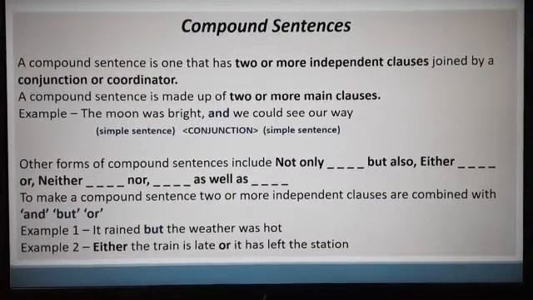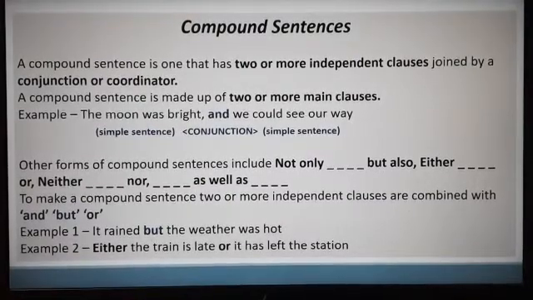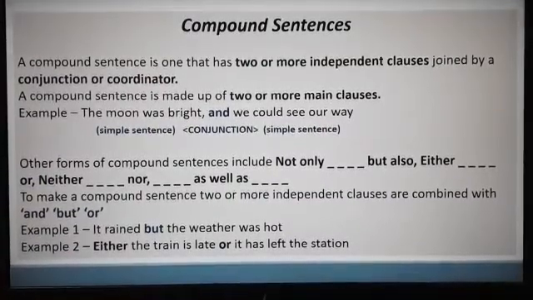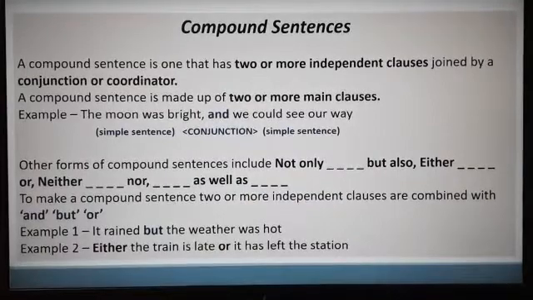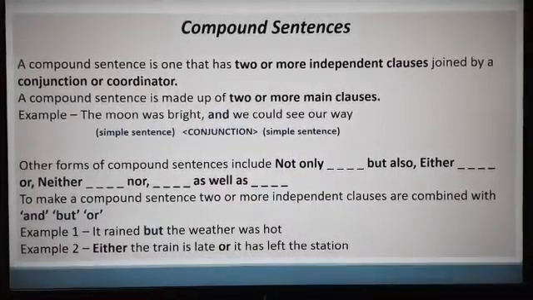Some filtered examples are put up for you. It rained, but the weather was hot. Second example. Either the train is late or it has left the station. By itself, you can understand there is a conjunction which makes meaning of the two different sentences having their own subjects and own predicates.